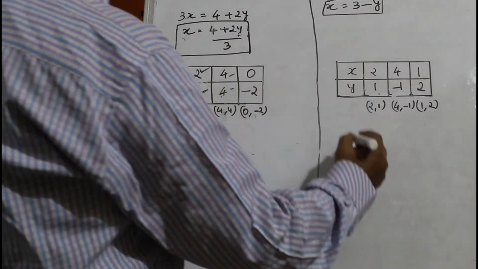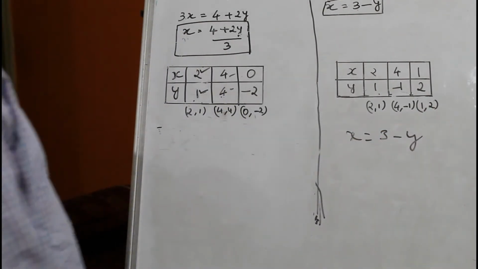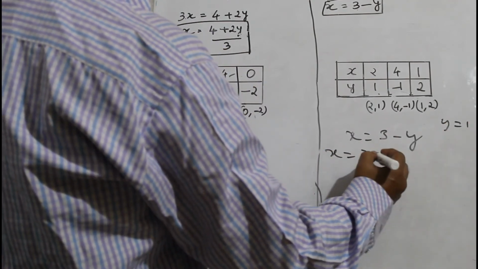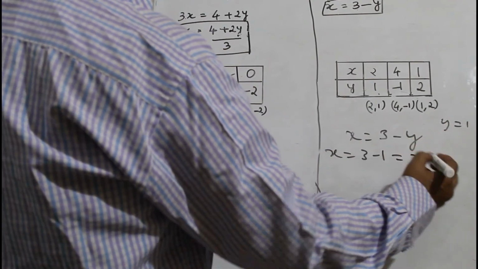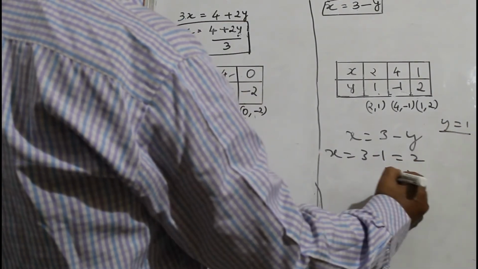So what you get is x is equal to 3 minus y. Now you put value for y. We put the first value y as 1. x is equal to 3 minus 1, which is 2. So you get x as 2. So when you put y as 1, you get x as 2.